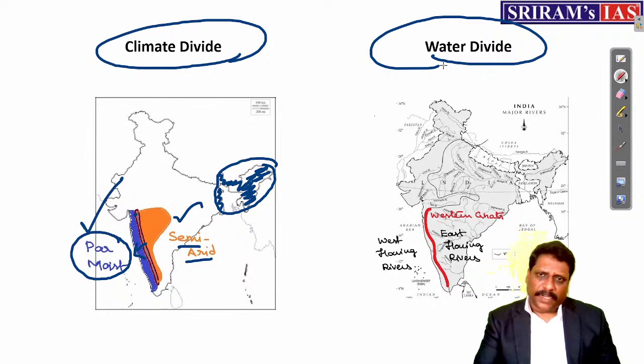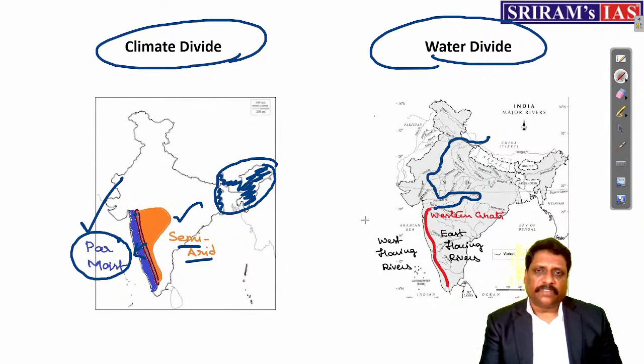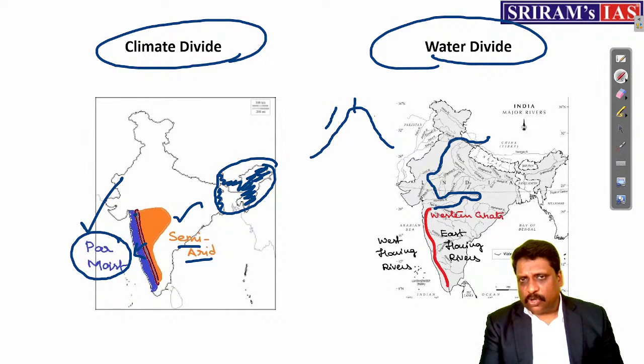See, what is a water divide? Somewhere you're finding a very thin line. This is the line which is separating the east flowing rivers and west flowing rivers in India. So if I talk about Western Ghats, my dear friends, Western Ghats separates these east flowing rivers and west flowing rivers. For example, the rivers which originate from the western wall of Western Ghats flow towards the west.